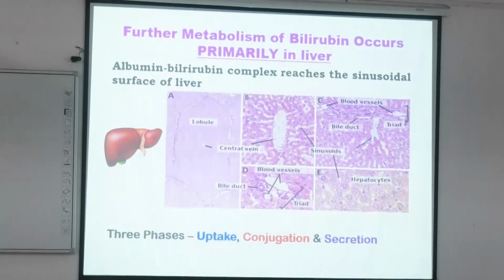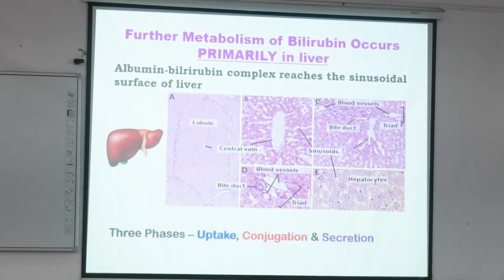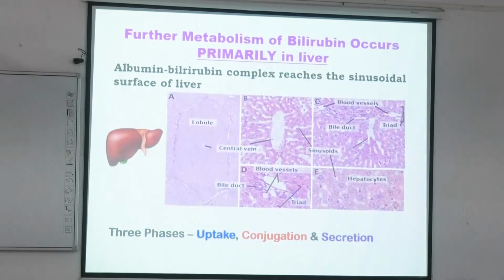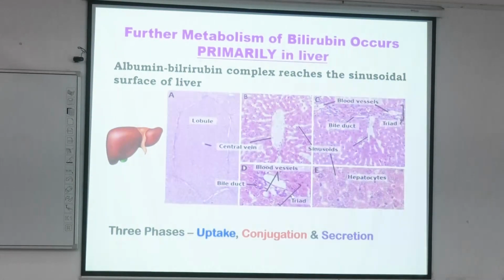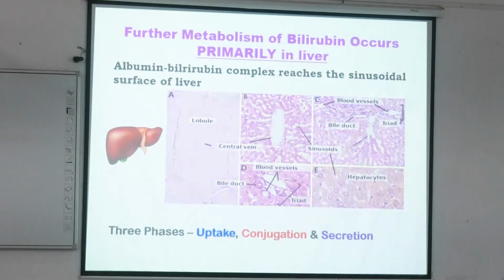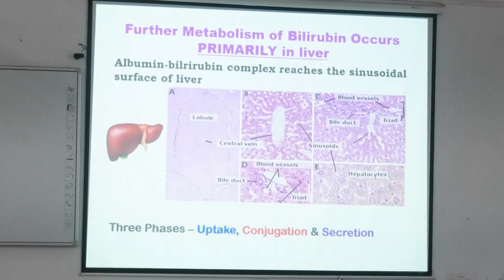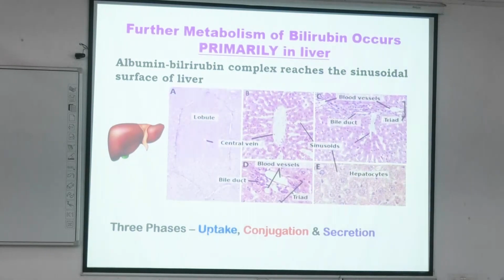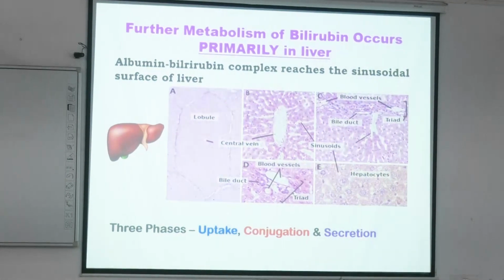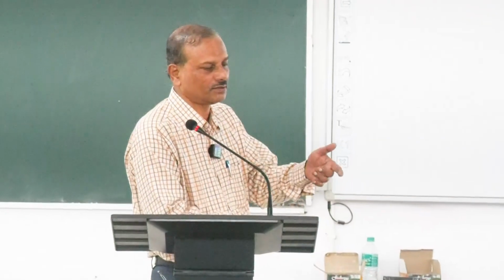So that albumin-bilirubin complex will reach the sinusoidal surface of the liver, the hepatocytes. There are three phases, and you must remember this. One is uptake, one is conjugation, and the third is secretion. I will tell you about the three phases in detail in a short while. So further metabolism of bilirubin, once it is carried from the reticuloendothelial cells: it will be taken up by the liver, it will be conjugated, and then it will be secreted into the bile.